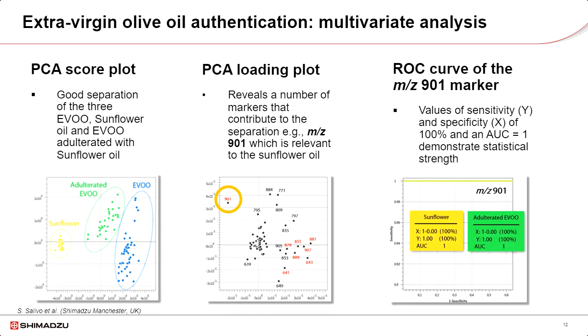And in fact, the ROC curve of this marker demonstrates its statistical strength, with values of sensitivity and specificity of 100% and an area under the curve of 1 with respect to Evo.